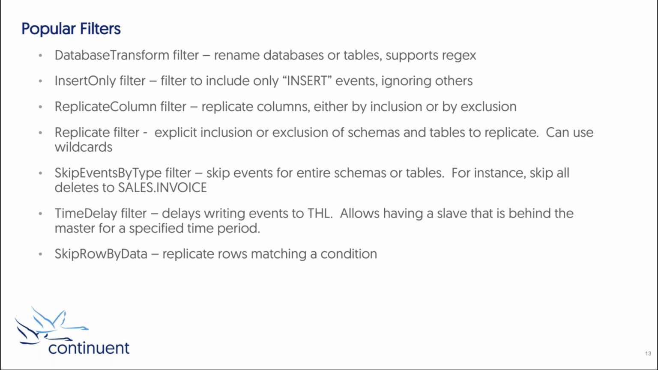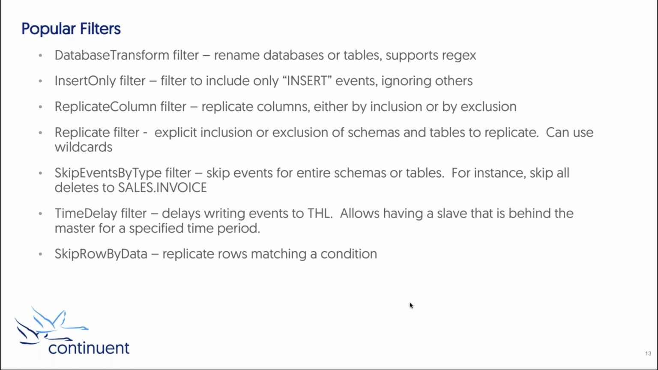Skip events by type. We can just skip certain events if we'd like to. We can skip all deletes to schema sales table invoice if we want to. We have a time delay filter too, which is kind of cool. So we basically delay writing events to THL. And if you remember, the THL is our transaction history log. It's our internal format that's generated upon extraction. So with this filter, for instance, you can say have a slave that's 1 hour behind your master, or maybe 12 hours, whatever you want. But it's kind of cool if you just want to see a snapshot, say, of 1 hour before.